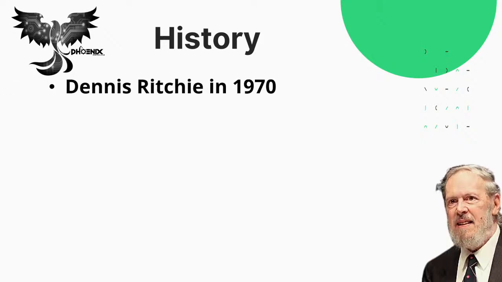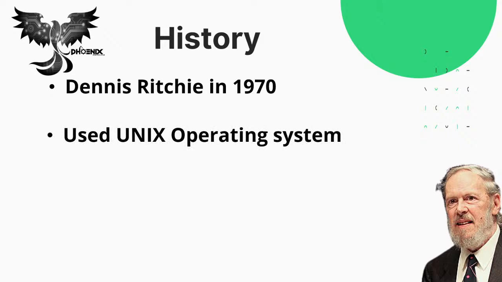Now, whatever the language, like C programming or any language, when it is created, it has some history. So let's start with the history, then we can move ahead with what is in it. C was created by Dennis Ritchie in 1970.